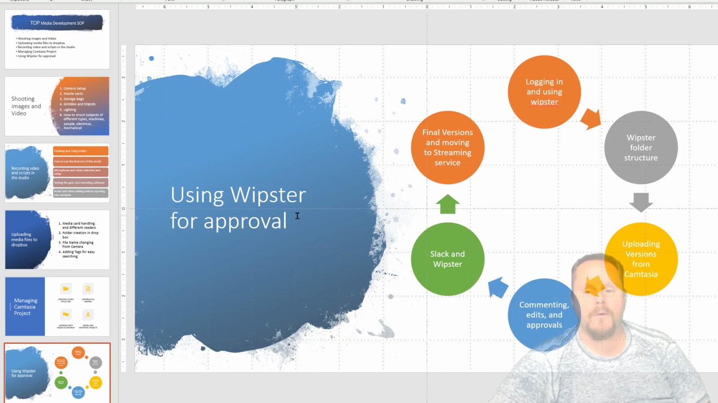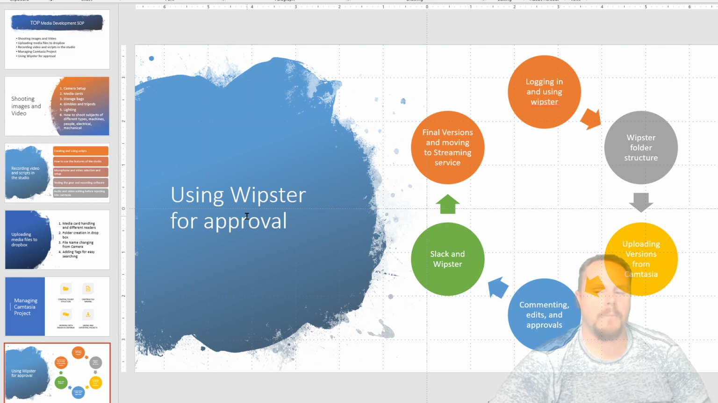We'll also learn how to use Whipster for video approval. Whipster is an online software that allows us to look at the videos that you've created and comment and ask you to edit, and you can very easily use Whipster to know exactly where the edit needs to happen. We'll comment, and those comments will be left on the Whipster software as well as in Slack.